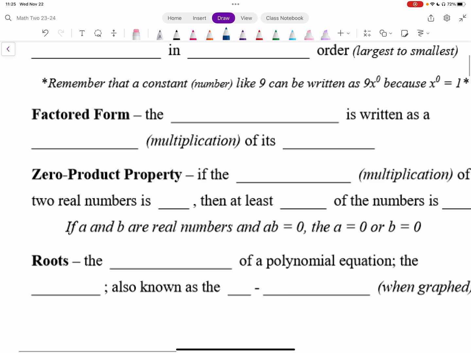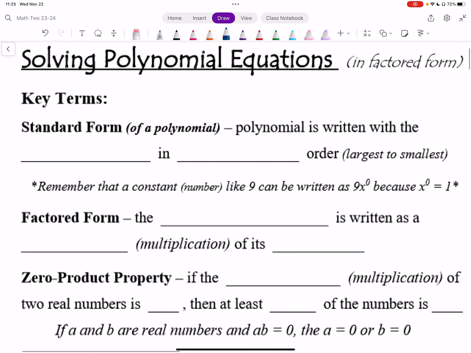Before we begin talking about how to solve polynomial equations, there are a couple of key terms of which we need to remind ourselves. Remember that a polynomial is written in standard form when the exponents or powers, those are the teeny numbers on the variables or letters, are written in descending order, meaning they're written from largest to smallest, or greatest to smallest.